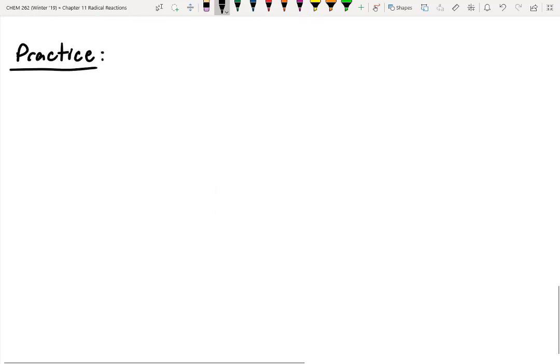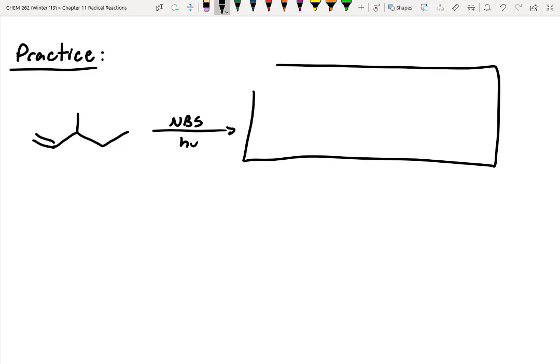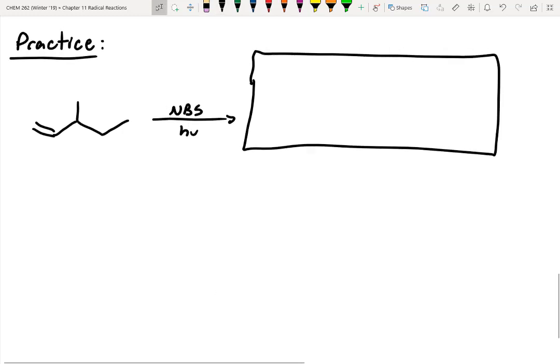All right, so for this one, I want you to provide the full mechanism using NBS and UV light, and then help me predict what product or products we would get out from this reaction. I'm going to include some hydrogens here just for our help later.